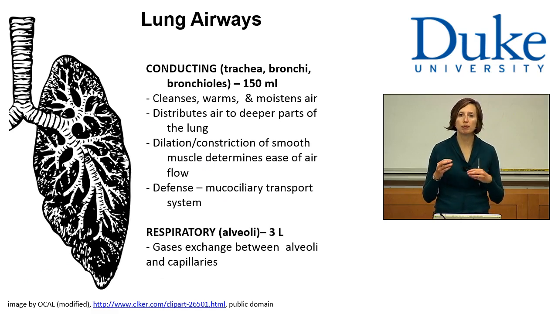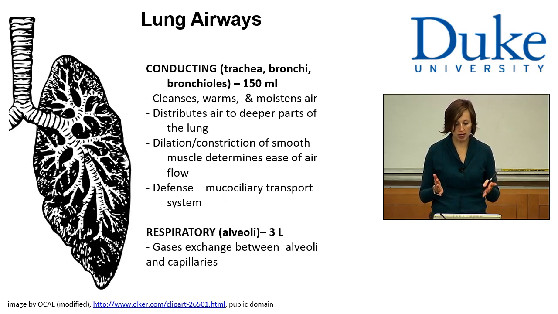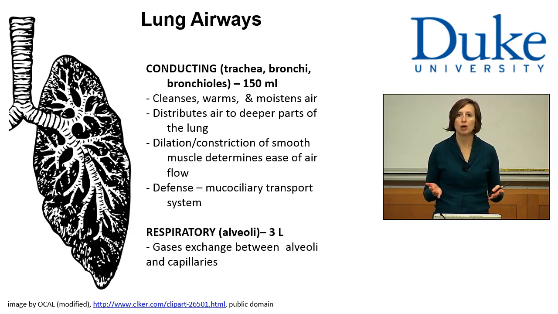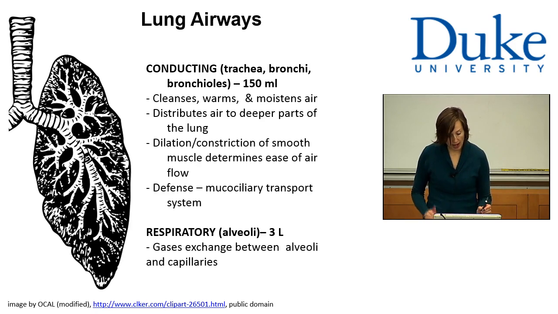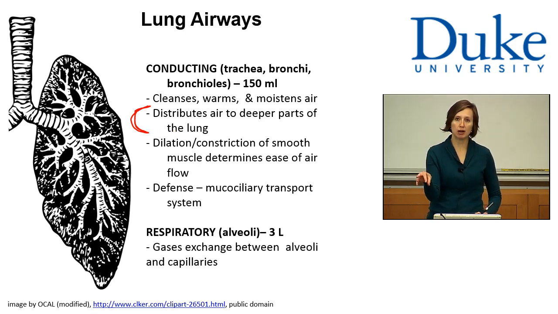So we will be talking about the respiratory system by dividing it into two parts. One is going to be the conducting part, which is going to contain about 150 mils of air. And as its name suggests, one of its main roles is to conduct or bring air into the main part of the lung that is going to be responsible for exchanging gas with the blood. So that is certainly one of the roles of the conducting portion of the respiratory system, is to distribute air into the rest of the lung.